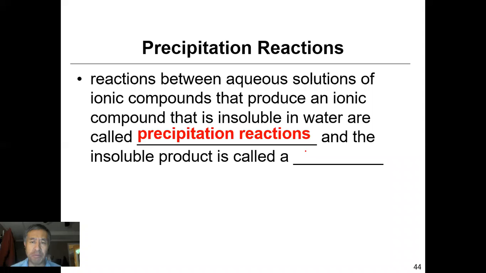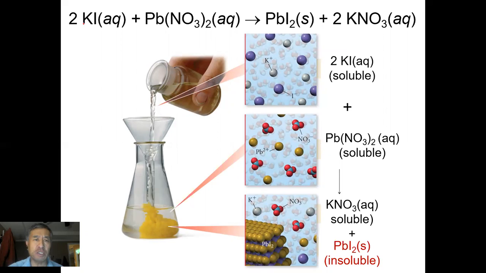For example, in this slide, we see 2KI plus lead(II) nitrate, aqueous, in this picture. We can see the two solutions initially don't have a precipitate, and then we see they produce the precipitate. The precipitate is the lead(II) iodide solid, and the other product is potassium nitrate.